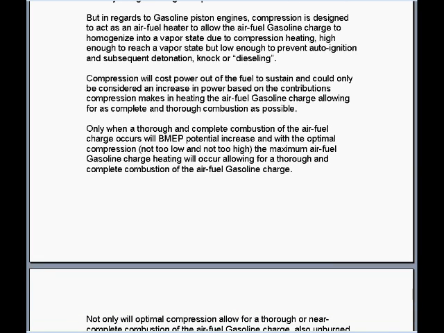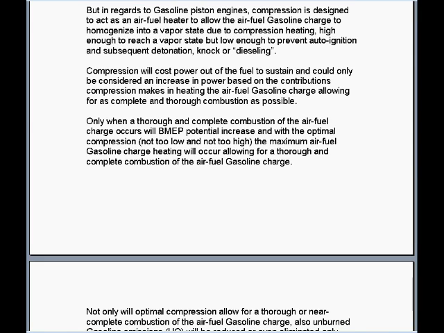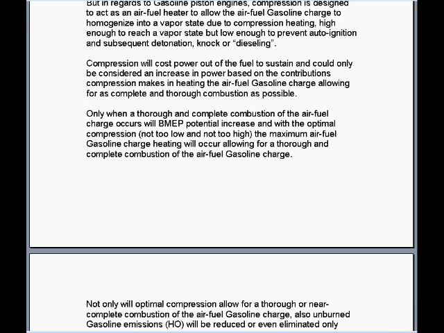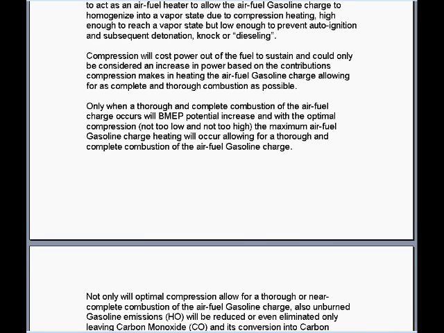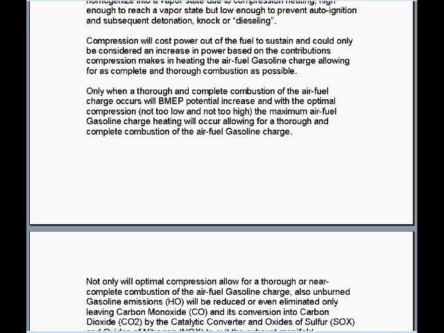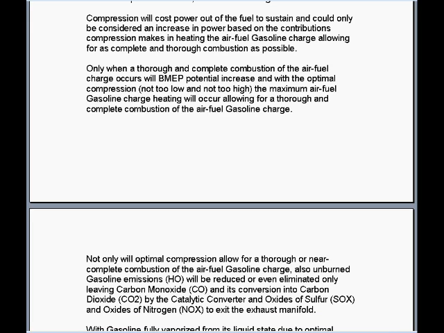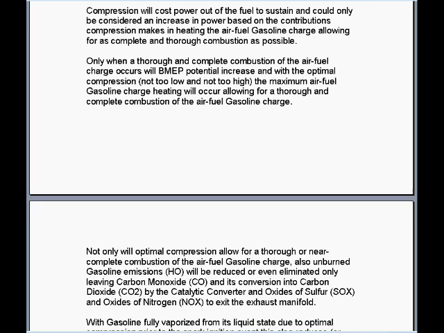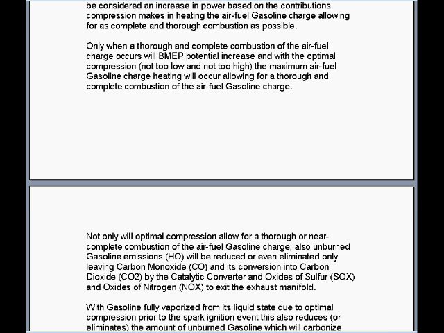But in regards to gasoline piston engines, compression is designed to act as an air-fuel heater to allow the air-fuel gasoline charge to homogenize into a vapor state, due to compression heating high enough to reach a vapor state but low enough to prevent auto ignition and subsequent detonation, knock, or dieseling. Compression will cost power out of the fuel to sustain and could only be considered an increase in power based on the contributions compression makes in heating the air-fuel gasoline charge, allowing for as complete and thorough combustion as possible.